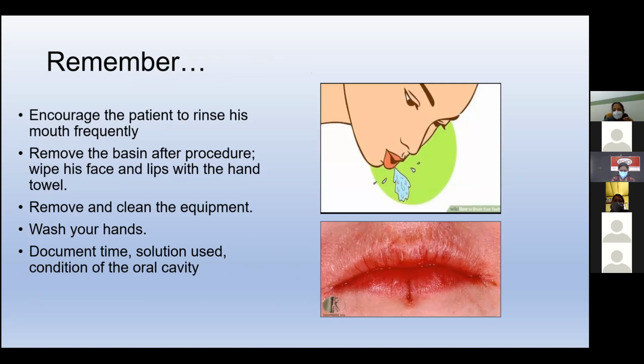Okay, and when the patient is unconscious, always see to it that you don't make them gargle, right? Because there are always chances of having it aspirated. And before and after the procedure, of course, washing of hands is a must, so that we remember.